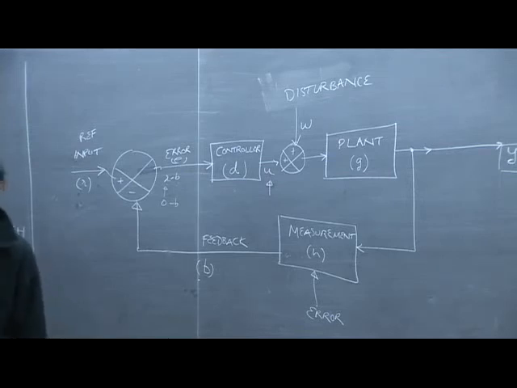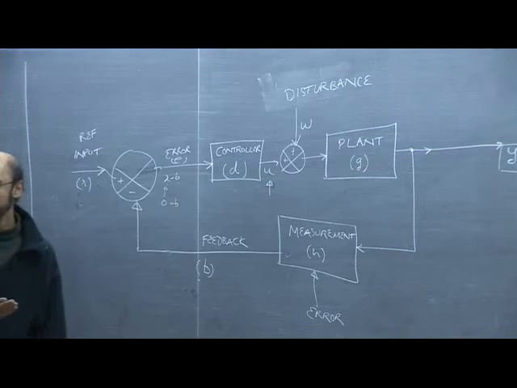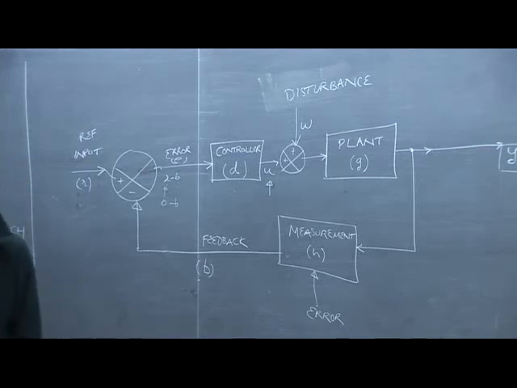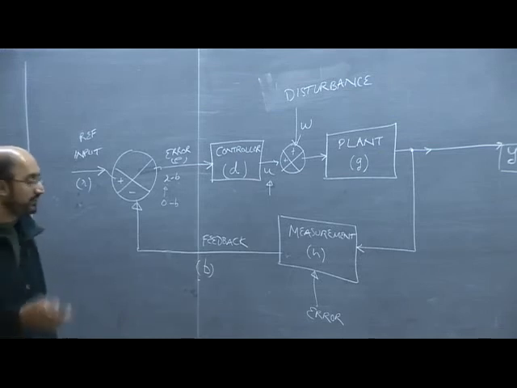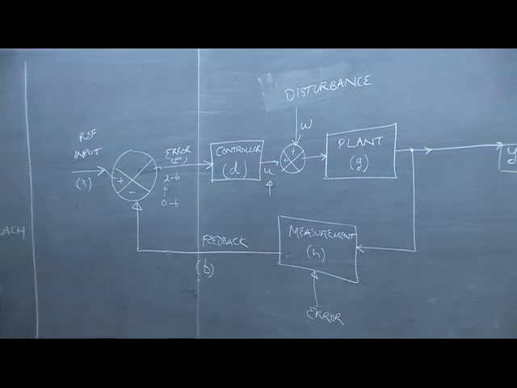We have a reference value selected in some particular fashion. I don't know how, right? And then the disturbance is that I want to get to a particular speed, but I don't because the system is not being controlled properly or some disturbance has entered, which is unforeseen. Okay.